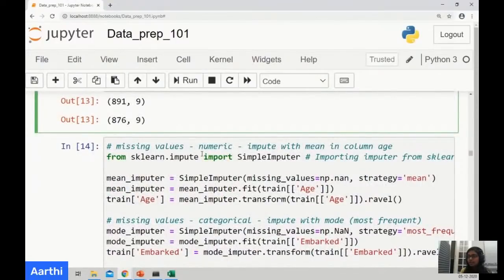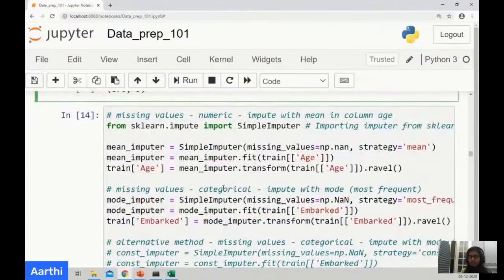And then we can create imputation rules. So sklearn has a simple imputer. This will calculate whatever you want, like a mean or median or mode. And then wherever it is missing, it will impute that value. So let me run through the code a little bit.